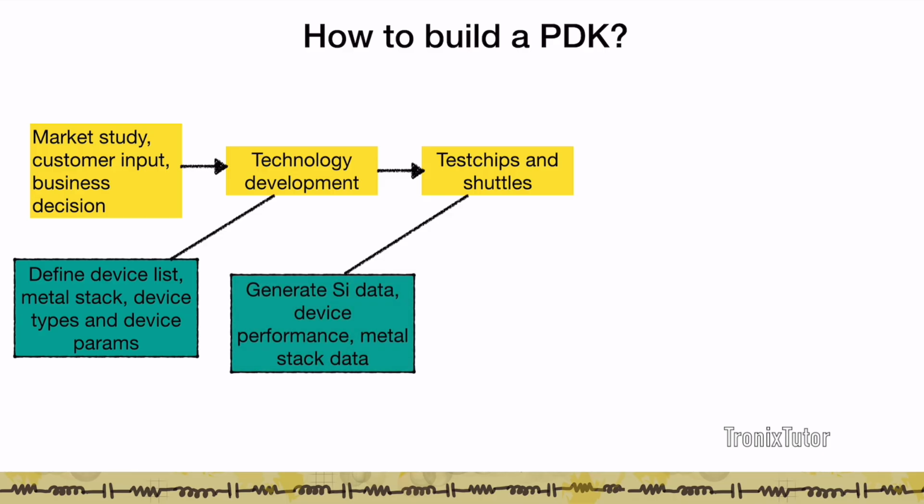And here again, you generate the silicon data, you look at device performance, compare device performance to targets, figure out ways by which you close the gap between the two. You look at metal stack data, look at Rs and Cs, ensure that they're within targets. If not, think about what are the right techniques to be used to get to the targets.